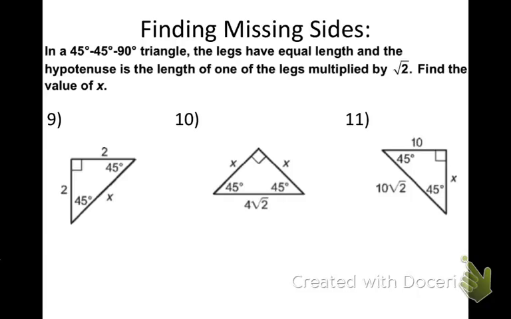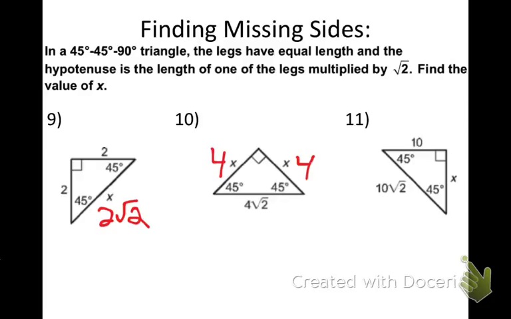Number 9, I have the legs are 2 and 2. My hypotenuse would be what then? Tom, what do you say? 2 square root of 2. Nice job, sir. That is 2 square root of 2. Number 10, if my hypotenuse is 4 square root of 2, my legs would then be what, Anna? 4. 4 and 4. Nice job. Number 11. Number 11's a lot easier if you just look at it, right? Everybody knows about number 11.